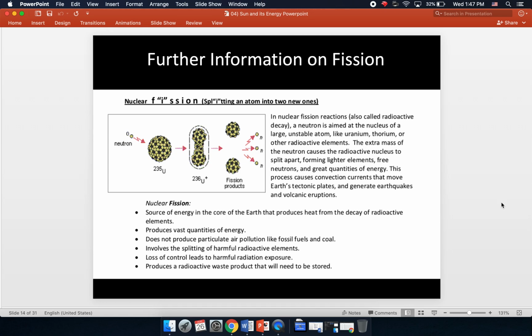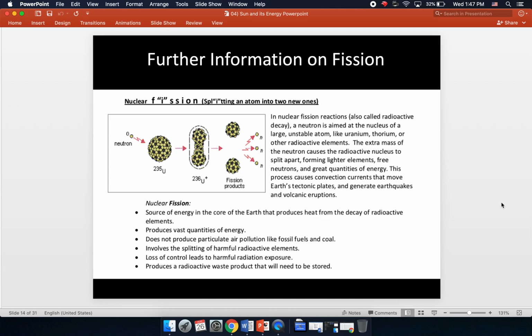Okay, nuclear fission. Again, it's the source of energy in the core of the Earth that produces heat from the decay of radioactive elements. It produces vast quantities of energy. It does not produce particulate air pollution like fossil fuels and coal. So we're not getting any carbon dioxide emissions or any other harmful pollutants that come from burning fossil fuels. We don't get that from nuclear fission.